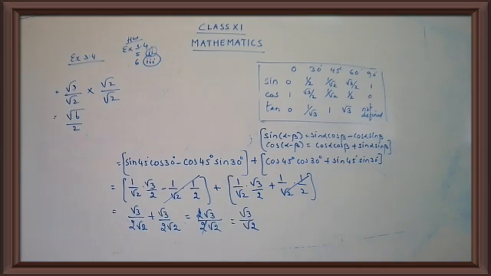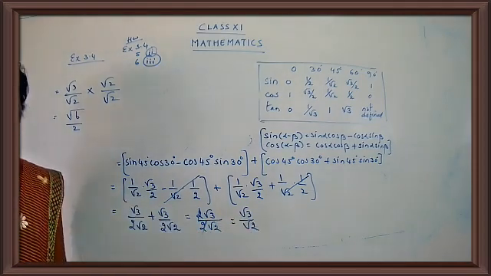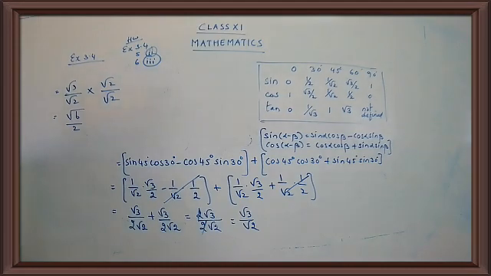Okay, children. So we have found the value for root 3 into root 2, that is root 6 by 2. Are you clear with this part, children? So remember, never keep the denominator part in the form of roots. Okay, try to rationalize it. Try to get a number in the denominator part. Okay, so we have completed the sum of roots.